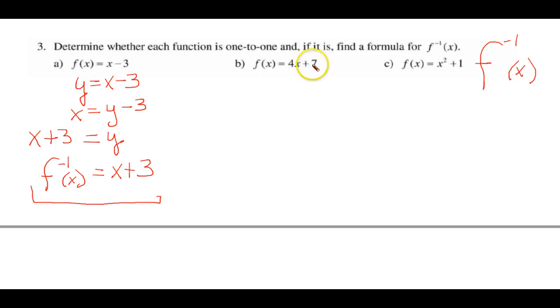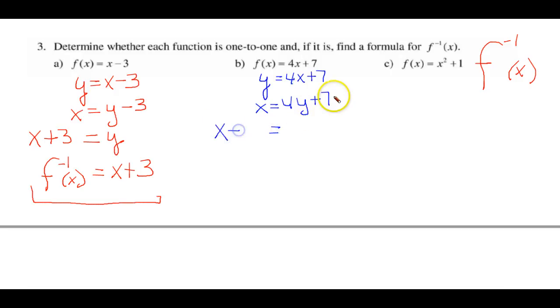Now 3b, exactly the same way, and I'll change colors for emphasis. We're going to substitute the letter y for our function symbol. We're now going to exchange the x and y. We're now going to solve for y.